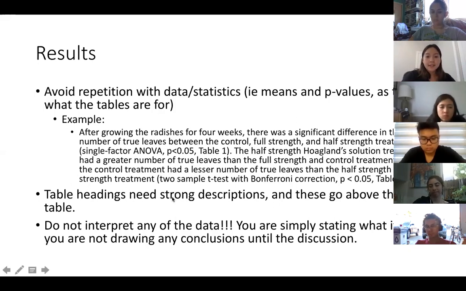So all table headings need a strong description, and these go above the table. So keep this in mind for future labs when you're writing scientific papers, if you have figures or graphs, those headings are always going to be below the graph. Whereas if you have tables that just list out numbers and such, those descriptions are always going to go above the table. You're not doing any interpretation of your data whatsoever. You are simply stating what it is, if there was a significant difference or not. You're not drawing any conclusions at all in the results until you get to the discussion, which is basically the meat of your paper. So again, you're just stating what the results were for the results section.